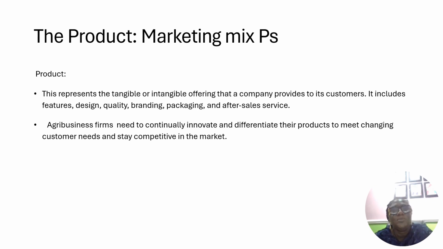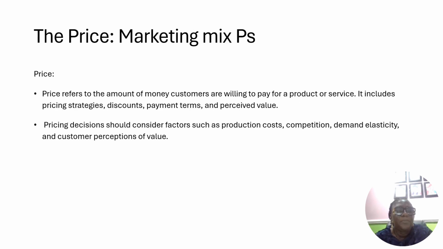This represents the tangible or intangible offering that a company provides to its customers. It includes features, design, quality, branding, packaging, and after-sales service. Agribusiness firms need to continually innovate and differentiate their products to meet changing customer needs and stay competitive in the market. The price. The price refers to the amount of money customers are willing to pay for a product or service. It includes pricing strategies, discounts, payments, and perceived value.